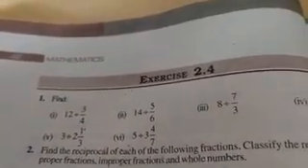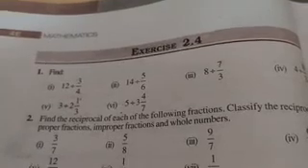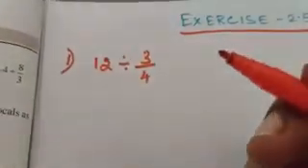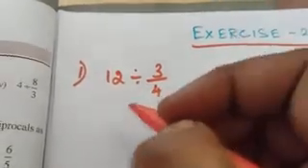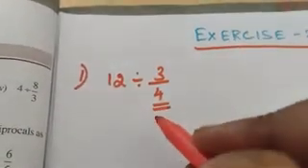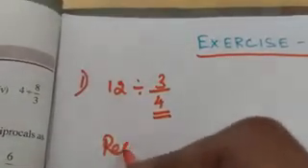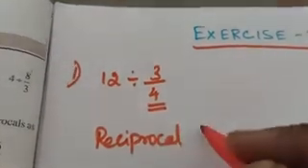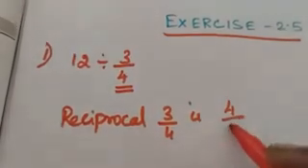So first we have to find the reciprocal, then we have to multiply in the normal way. So question number 1 is: find 12 divided by 3 upon 4. This is the question. Which number do you have to reciprocate? The number after the division symbol. So for 3 by 4, you have to find the reciprocal. So the reciprocal of 3 by 4 is, flip the number, 4 upon 3.